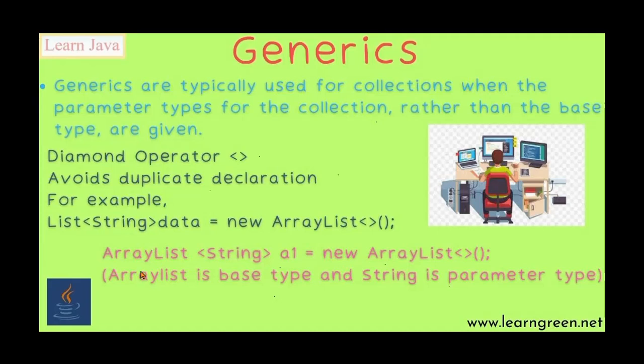So friends, let's see what those terms are. Here ArrayList is a base type, and String is a parameter type.